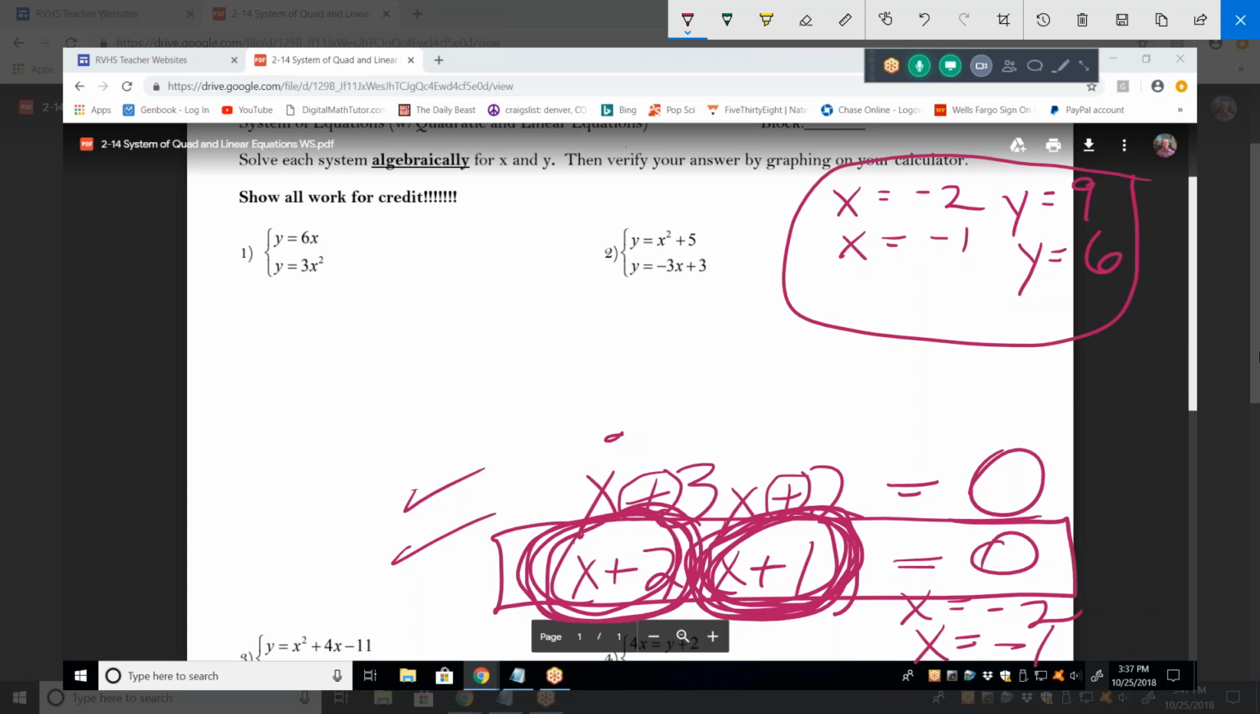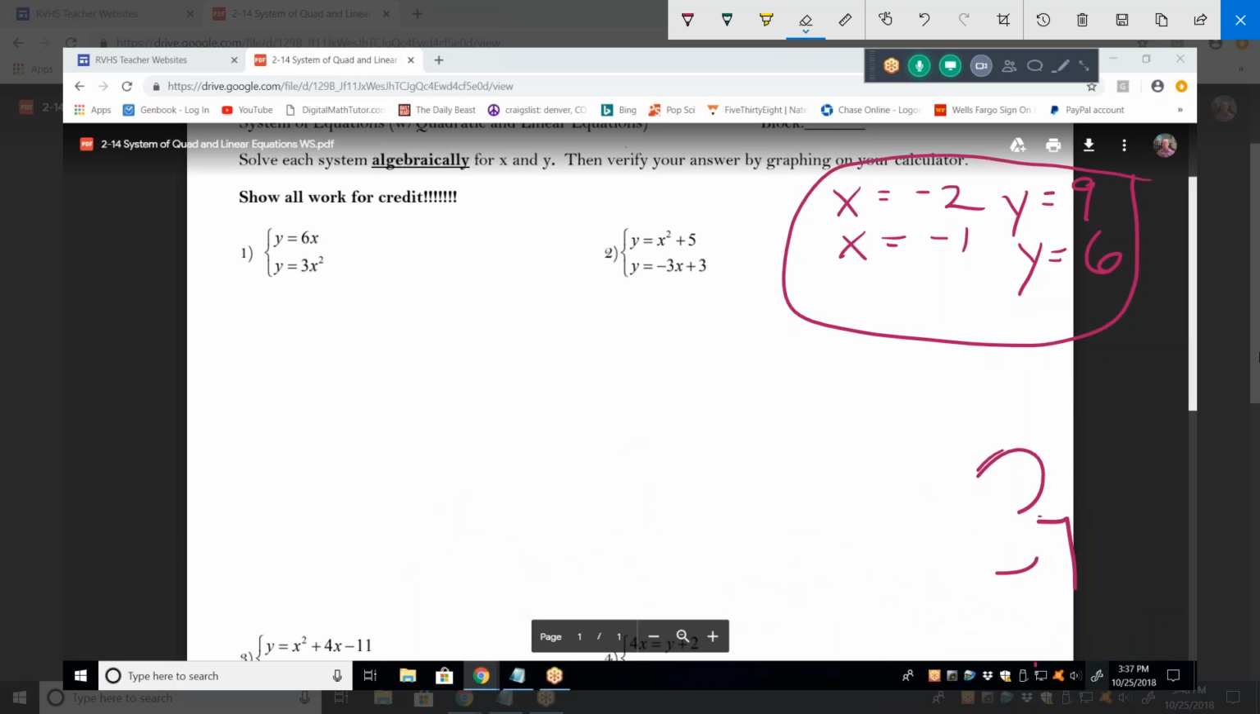Well, no, it's not really. They said then verify your answer by graphing on your calculator. What kind of calculator do you have, Nate? You have a TI what? Inspire. An Inspire. Okay, cool. Go to your graphing calculator. All right, give me 1 second.